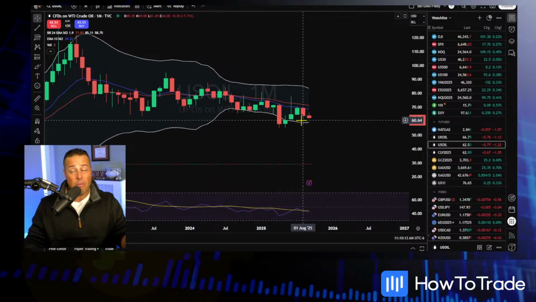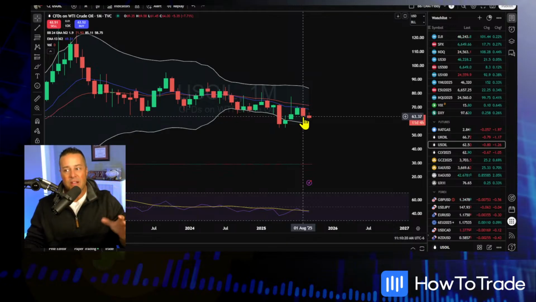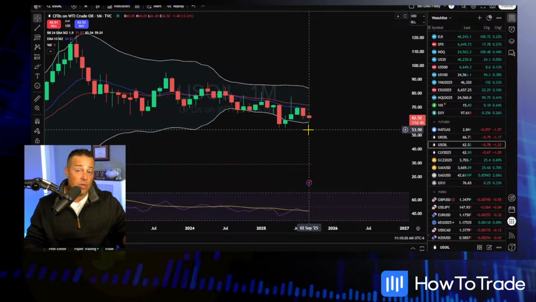August was a negative month of about 7.5%. Typically a negative month, not always, but it stands to reason going into September and October. That's when you want to start selling. That's when the institutions are like, okay, let's go ahead and hedge our bets for the winter months of WTI crude and also UK crude.